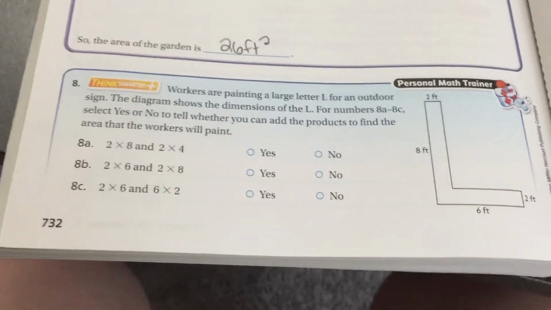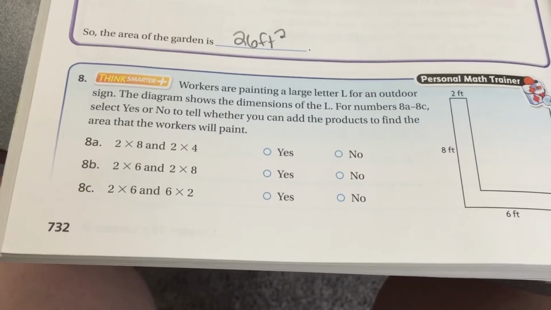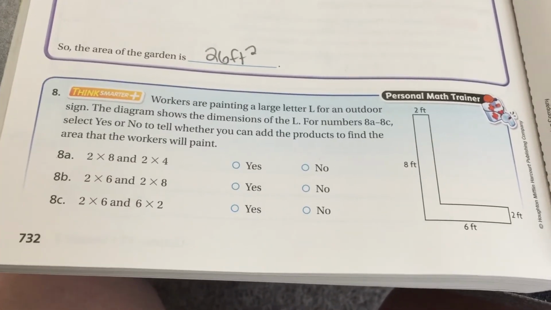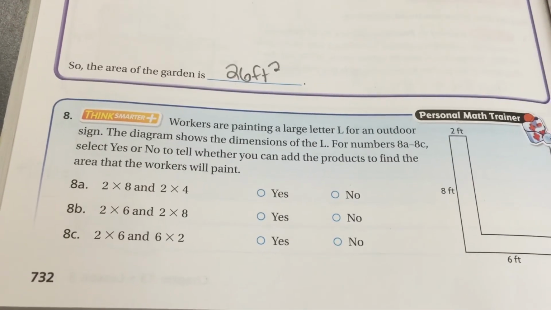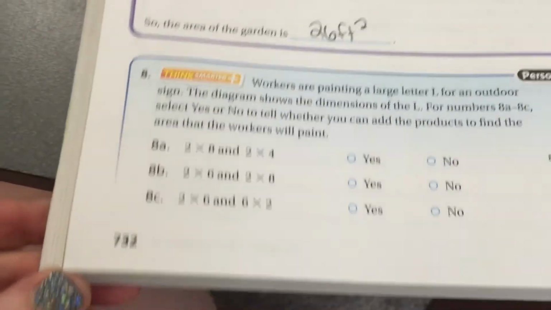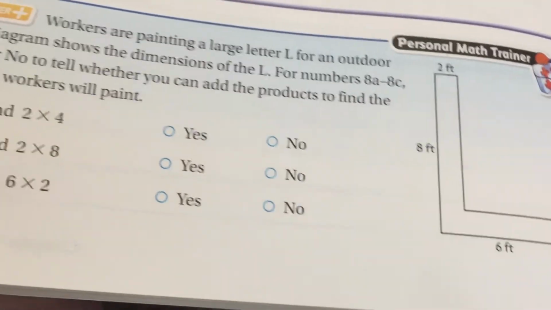All right. Workers are painting a large letter L for an outdoor sign. The diagram shows the dimensions of the L. For the numbers 8A through 8C, select yes or no to tell whether you can add the products to find the area that the workers will paint. So if I were to find this area myself, you could do it 2 different ways.